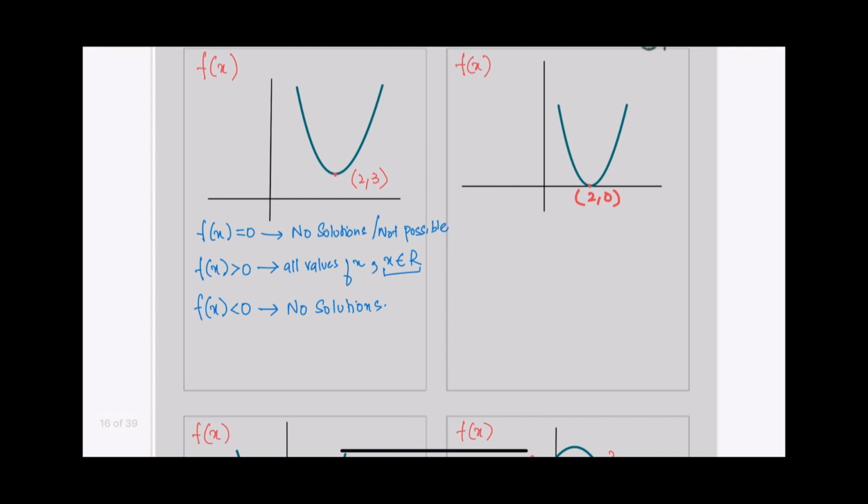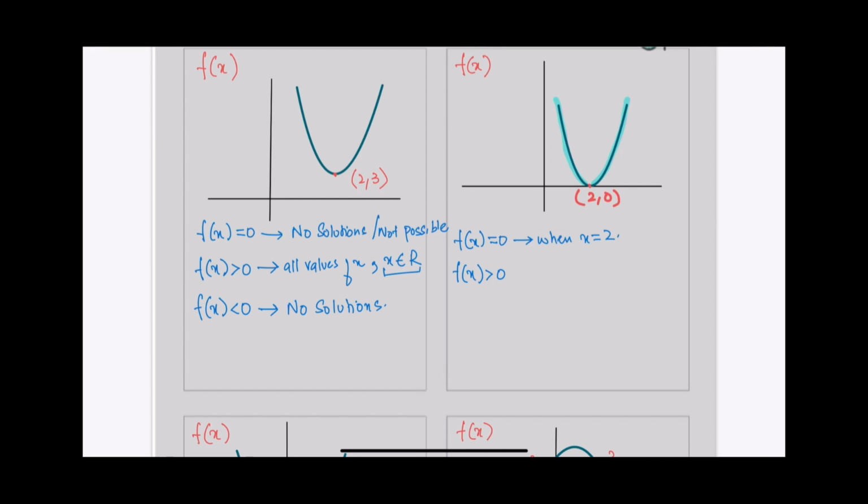Next thing, if I see this one and I can say f of x equals 0, as you could see, the curve is equal to 0 when x is equal to 2. That's it. And if I say f of x greater than 0, now as you could see, the curve is entirely above the x-axis. It's just that it is touching 0 at x equals 2.